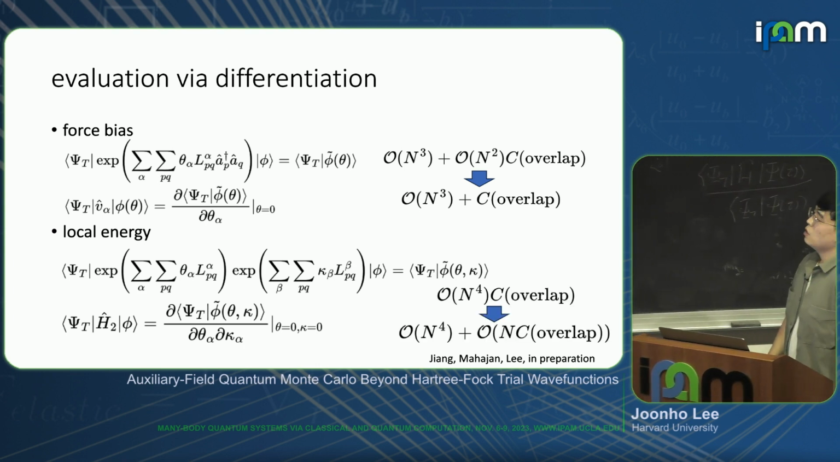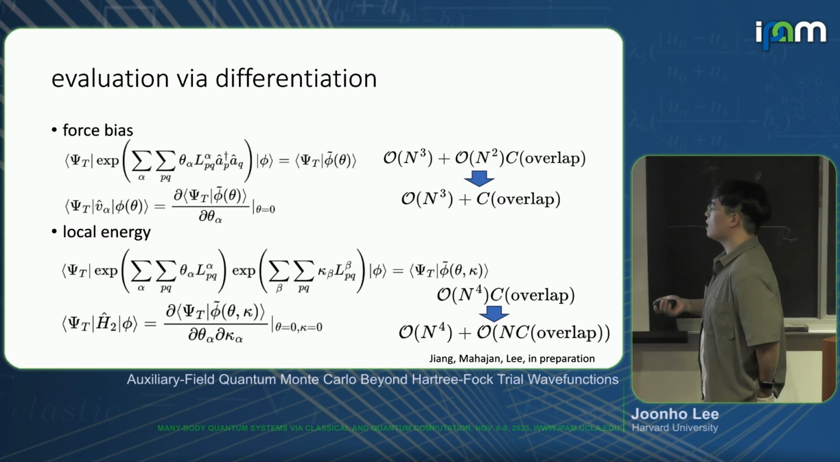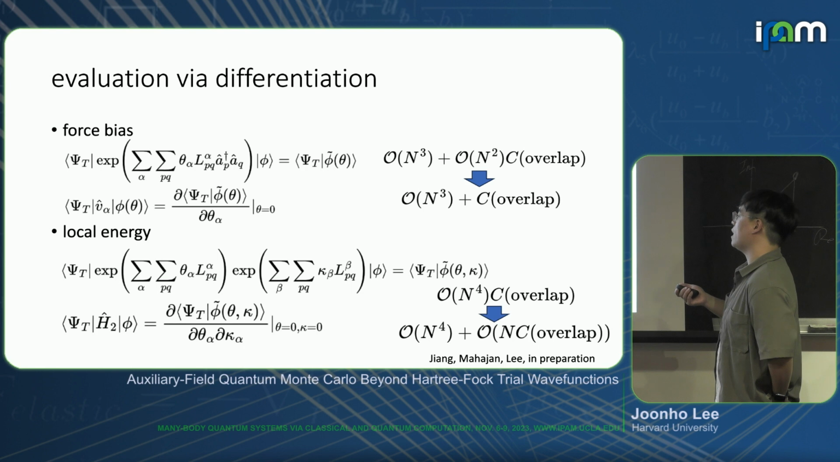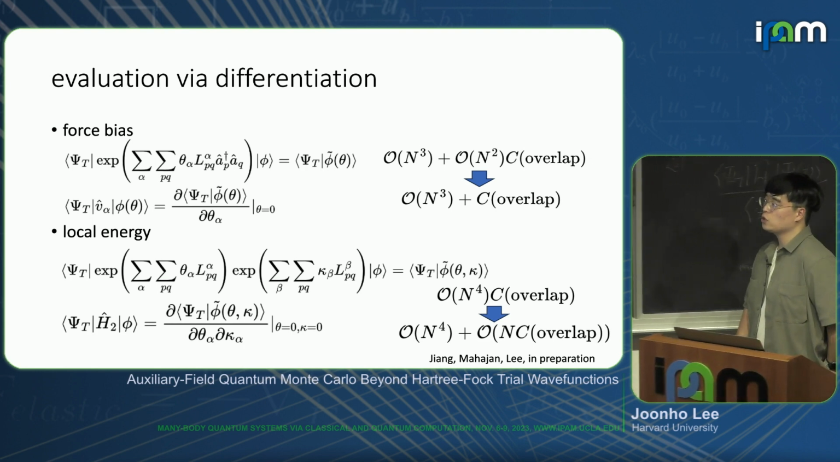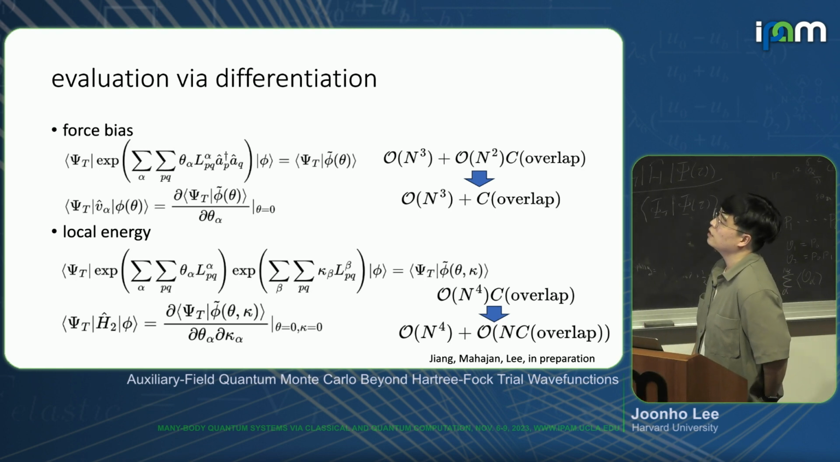estimators. What happens once you recognize this and do it is that the cost of evaluating local energy, which used to be n to the 4th times the cost of overlap, is only linear in n times the cost of overlap. So this really makes what used to be impossible to do possible with this trick.